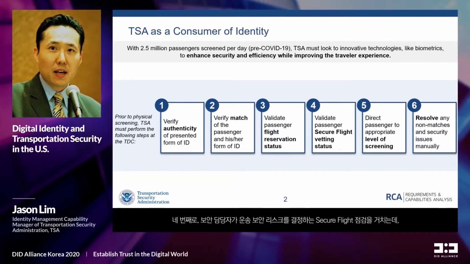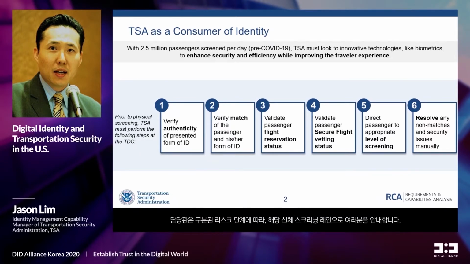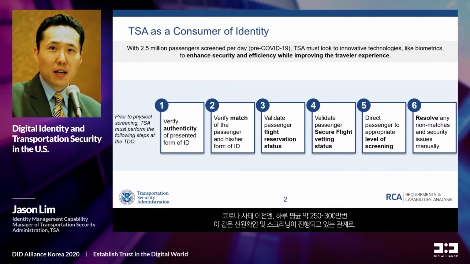Four, the officer will check your Secure Flight vetting status, which determines your risk to transportation security. At the checkpoint, this is usually designated as either PreCheck, standard, or selectee. Depending on your risk status, you get different levels of physical screening. Depending on all these steps, the officer will direct you to the correct screening lane to get the appropriate level of physical screening. This used to happen on average about 2.5 million to 3 million times a day, making TSA the largest consumer of identity in the US in an offline ID verification case, which this is, right?